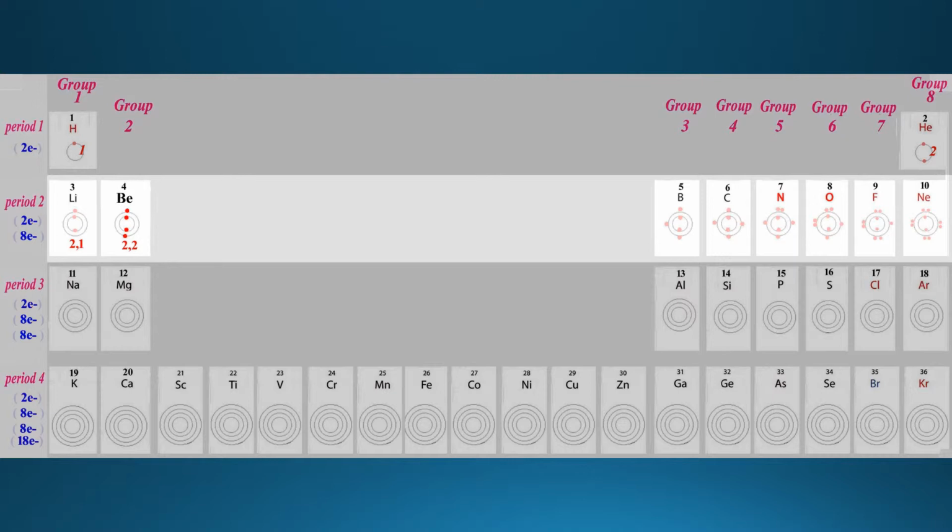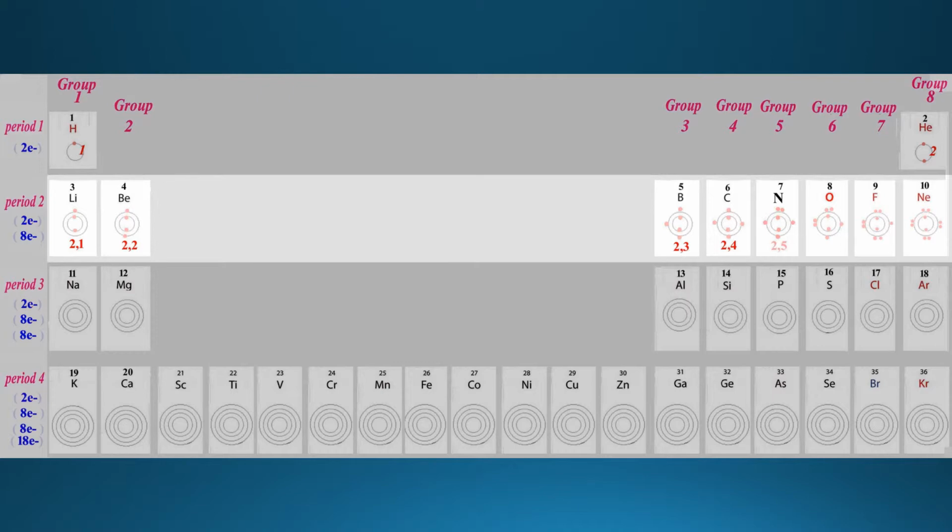Now go to group 3. On the top, you see boron, 5. So you have 5 electrons. How do they fill? The first shell first, 2 electrons. How many left? 3 more. Then the remaining go to the second shell, 3 electrons. Carbon, 6. So inner shell 2, outside shell remaining 4.